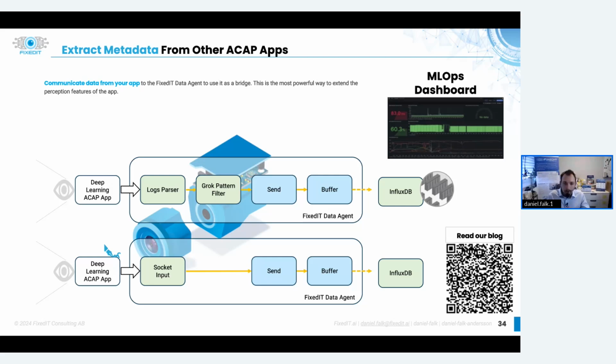So what we typically do is that we use the socket input in the Fixed data agent to create a socket on the device, and then we just write data to that socket. So it's essentially just a file in the file system that you need to open from your application, and you just write the data in a structured format to that. And then the data agent will send that to the dashboard. So the benefit with doing that is that it's much easier to just write the metrics to a file in your application than to implement the whole connection to the database and all this retry, buffering, and so forth.